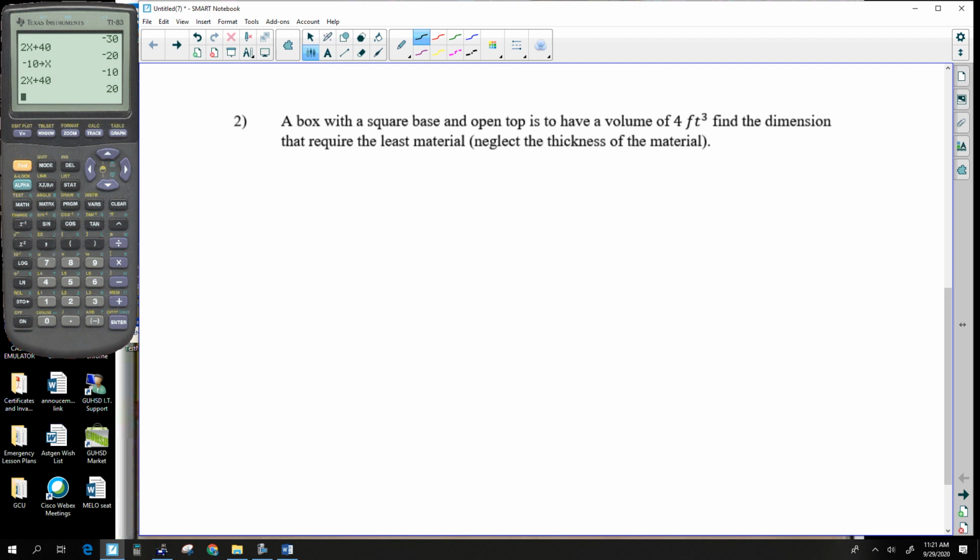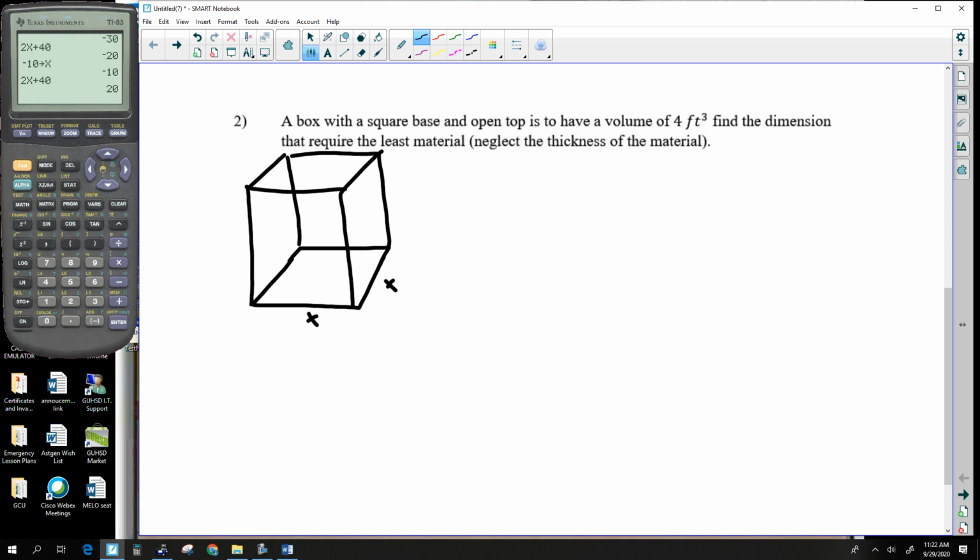A box with a square base and an open top is to have a volume of 4 cubic feet. Find the dimensions that are required for the least amount of material. Okay, again, I don't know why they said absolutes. All right, so this has a square base, so these are all x's. They don't define what the height is, so I'm going to assume that it's different. I'll call that height y.